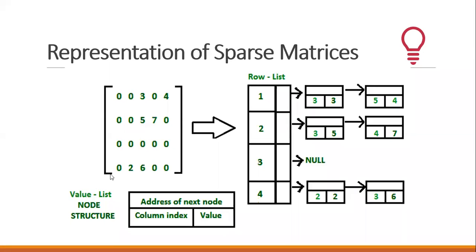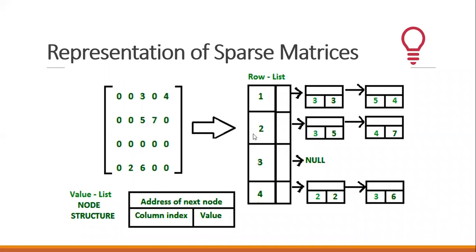And in the fourth row, we see again there are 2 values which are non-zero and the rest of the values are 0. So now how are we going to represent it? This is just a kind of structure given to us, where we are going to make use of the address of the next node, the column index, and the value. So we have created a row list, and every row in it is actually pointing to a node like this.